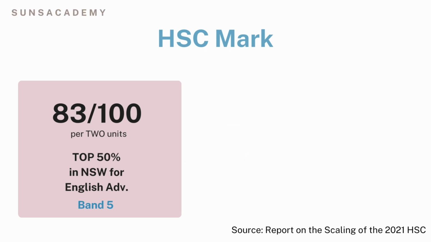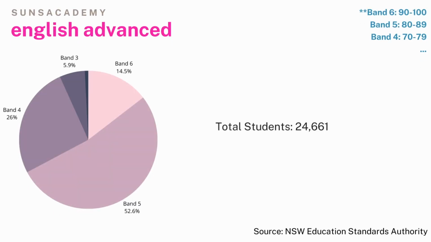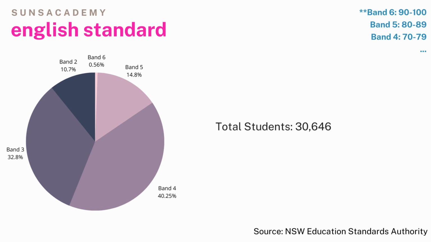In fact, being in the top 50% for advanced will mean that you'll still get a band 5, but for standard, it's kind of a different story as you'll be able to scrape a band 4. So essentially, a band 5 and 6 for English advanced is possible if you're willing to put in the effort, and in fact, you need to be at the bottom 5% to get a band 3. But in the case of English Standard, where marks don't align very well, only 0.56% of students get a band 6. And if you just choose Standard to take it easy in English, then it's really easy to fall to a band 3 because as you can see in 2022, 32.8% of students received a band 3.